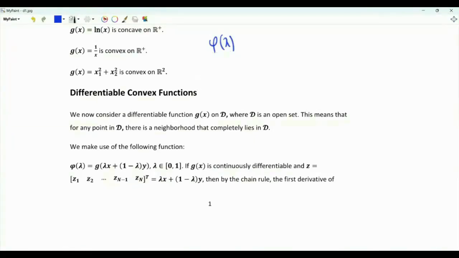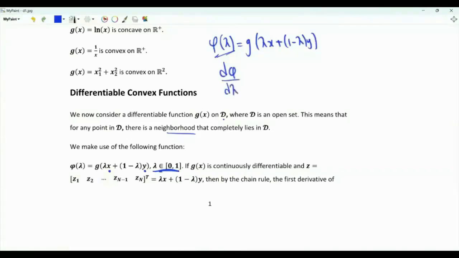To define phi of lambda, we pick 2 points x and y in the domain of the function g. The domain is assumed to be an open set. Therefore, every point in the domain has a neighborhood that is completely in D. Phi of lambda is g of lambda x plus 1 minus lambda y. Phi also depends on x and y, but here I just emphasize the dependence on lambda. Lambda is between 0 and 1.